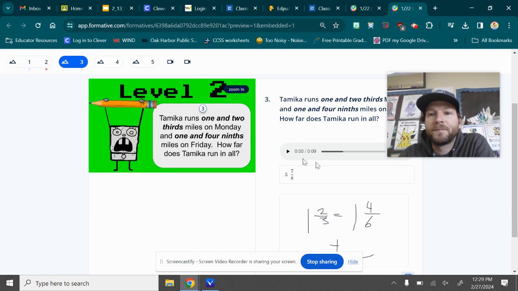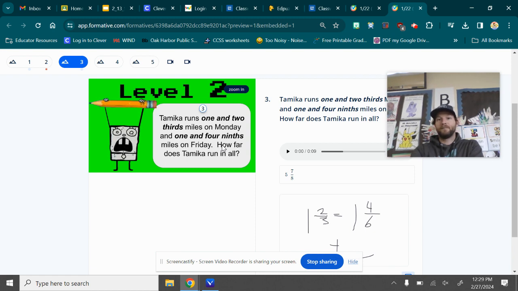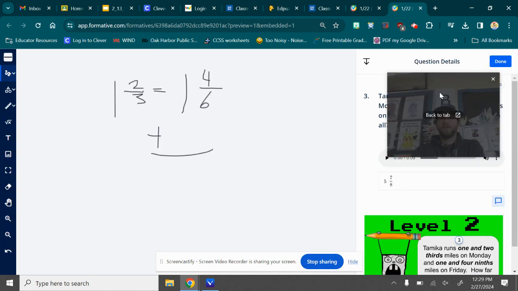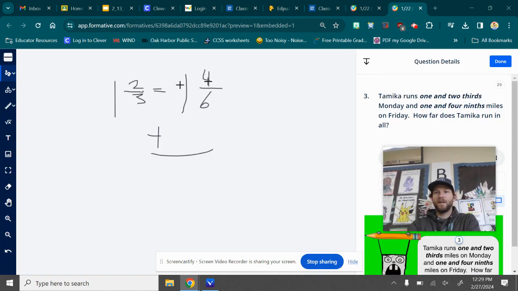All right, next one. Tamika runs 1 2/3 miles on Monday and 1 4/9 miles on Friday. How far does Tamika run in all? So these are our mixed numbers. Are we adding or subtracting? It says in all. Definitely adding, right? So 1 2/3 on Monday, 1 4/9 on Friday.